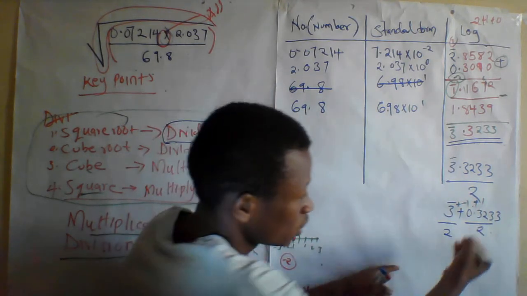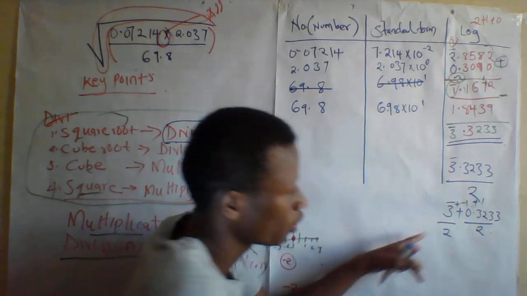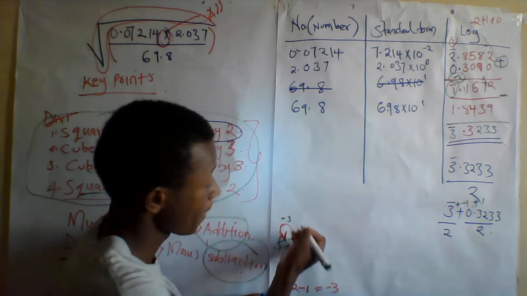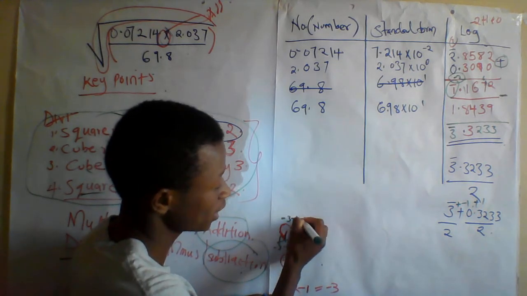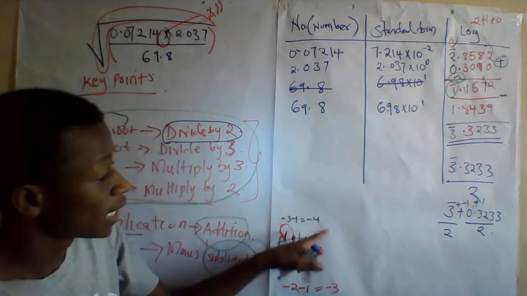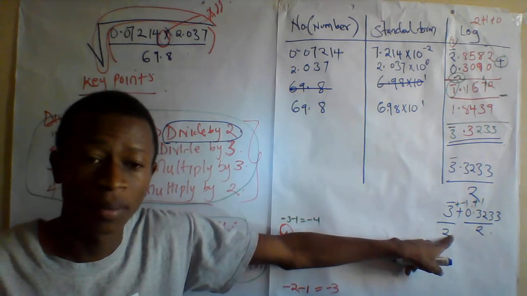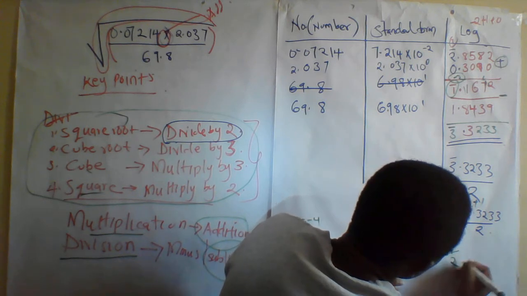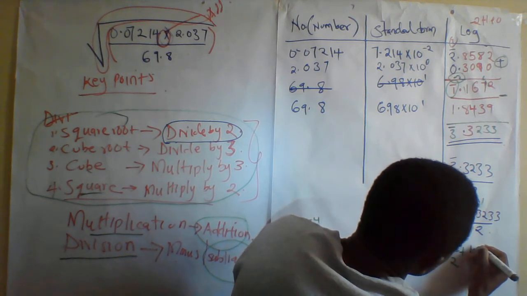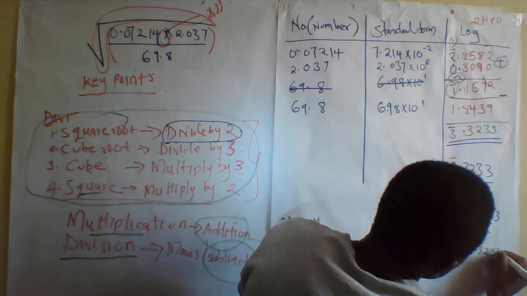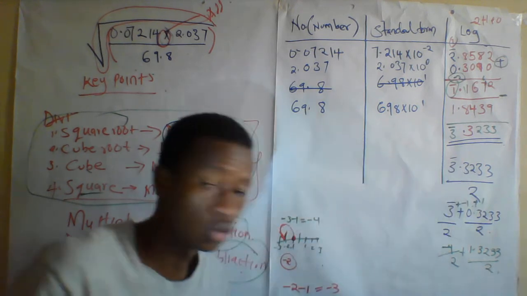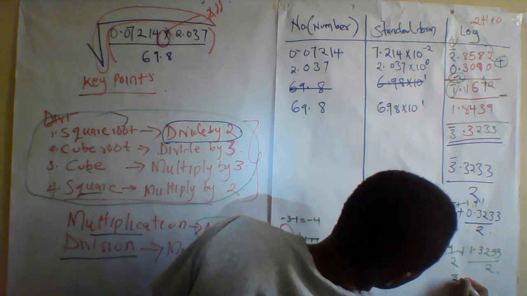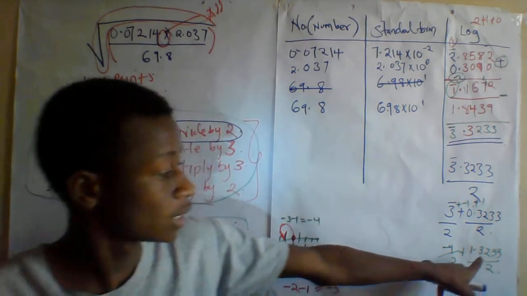So what you do, you take negative 3 minus 1, you get negative 4. The negative 4, you are able to divide with 2. So you become negative 4 over 2 plus 1.3233 divided by 2. Now you can use a calculator to divide that one.